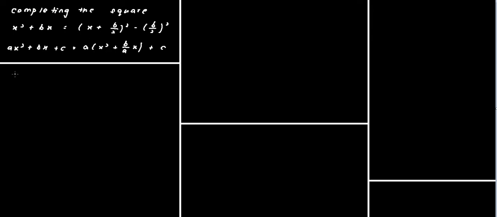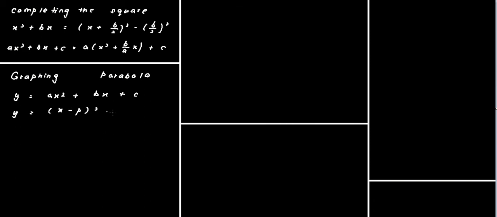Then after that, we learned how to sketch a graph. We are talking about a quadratic equation or quadratic function, so the graph is in the shape of a parabola, meaning it's a curve with a maximum point or a minimum point. Normally the graph that we'll be looking at is y equals ax squared plus bx plus c. If it's in completing the square form, then it will be y equals (x minus p) squared plus q.